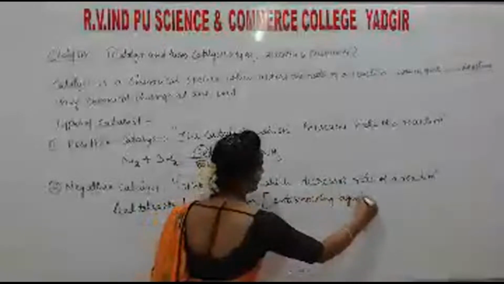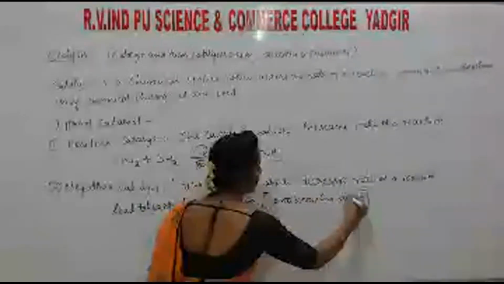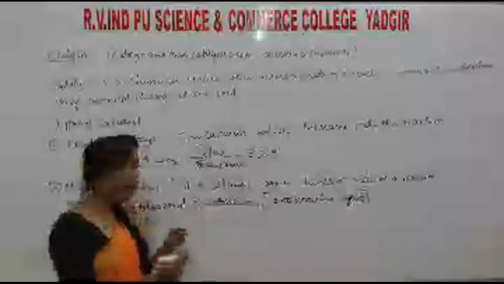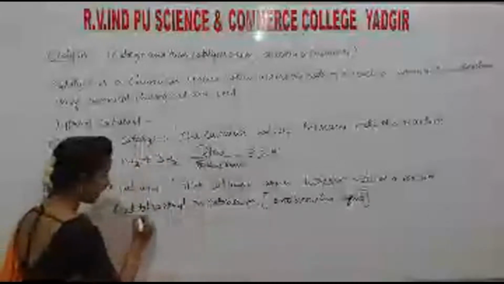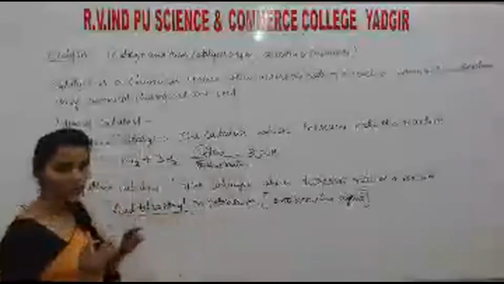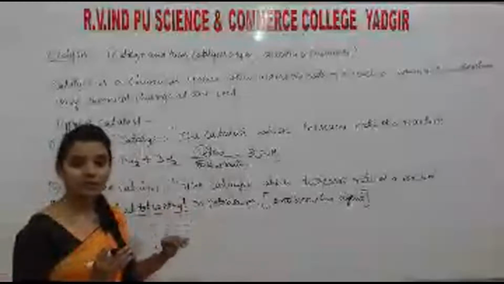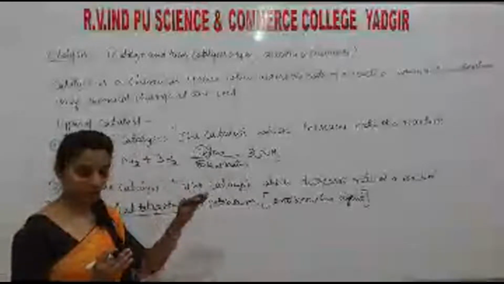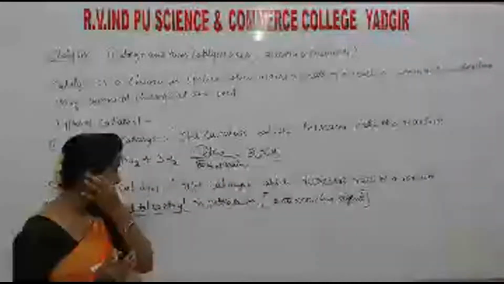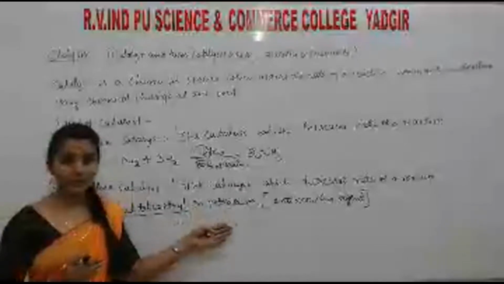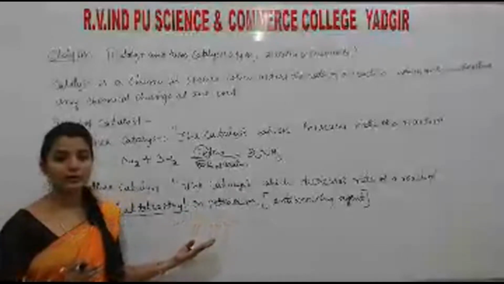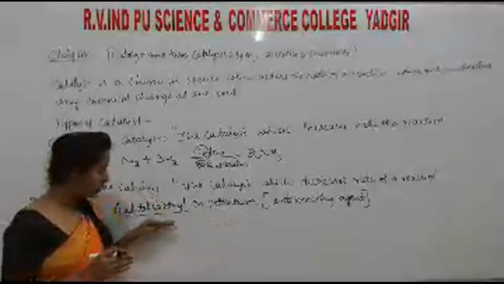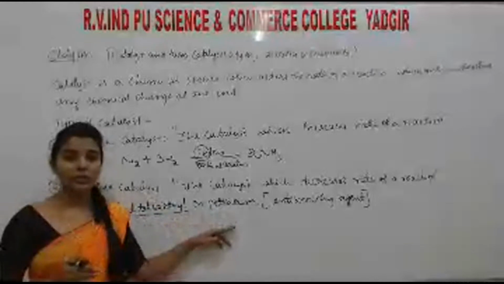Anti-knocking agent which is used in automobiles. What is the role of lead tetraethyl? So students, it slows down the combustion of the petroleum product. Petrol is nothing but hydrocarbon. It slows down the combustion of that petrol.